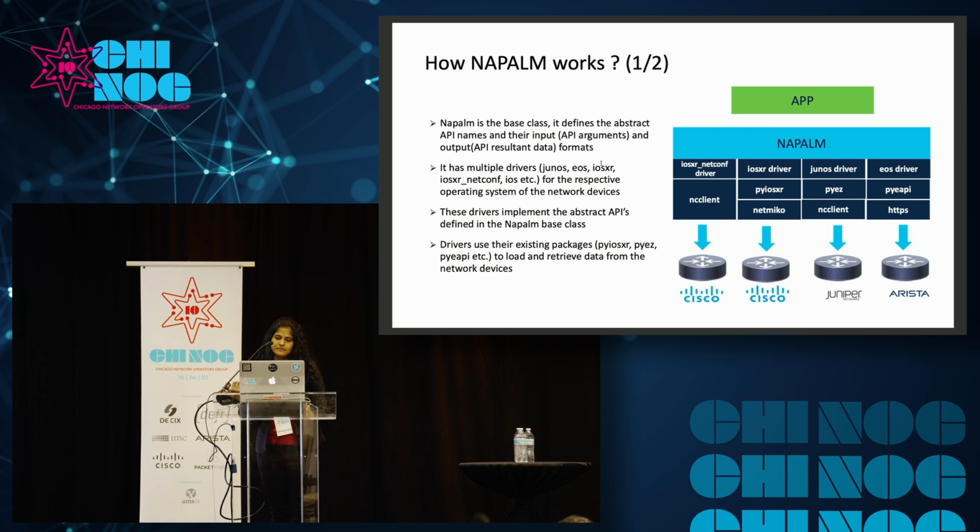Drivers are different platforms. Here you can see in this picture, you have the IOS XR NETCONF driver and the IOS XR driver. IOS XR uses Netmiko, and IOS XR NETCONF uses ncclient to connect to the devices. And you have the Junos driver, which uses ncclient, and the EOS driver, which uses HTTPS. These child classes inherit the parent class and implement the APIs according to their own platform.